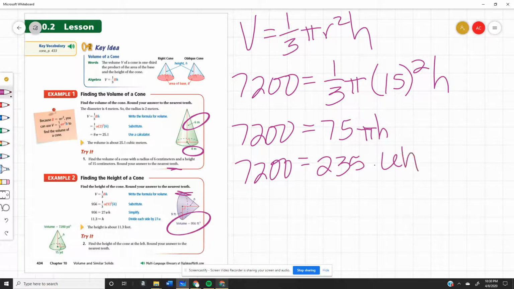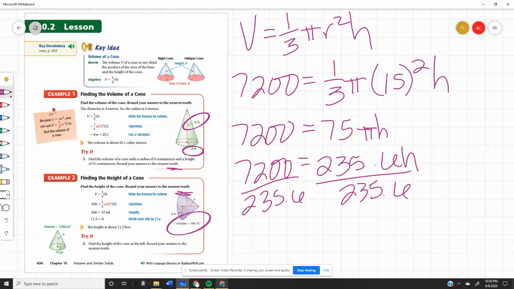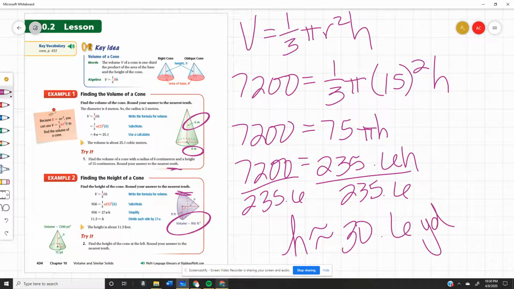235.6 h. And then I would divide by that 235.6. This is just a basic equation, so there should be no problems once we get to this part. And we get that h is approximately equal to 30.6 with rounding yards. And that answer is correct. So I showed you the work and I verified it in my book. Okay? All right, so I hope this all makes sense.